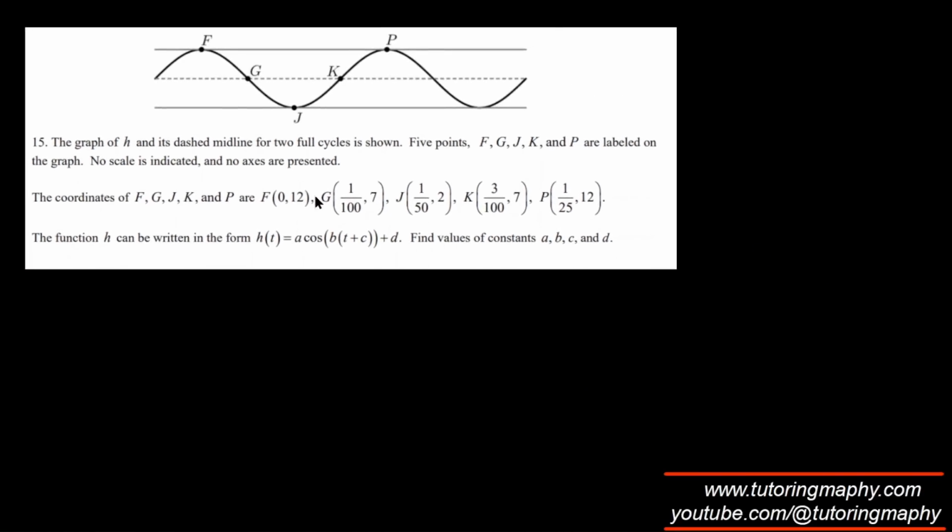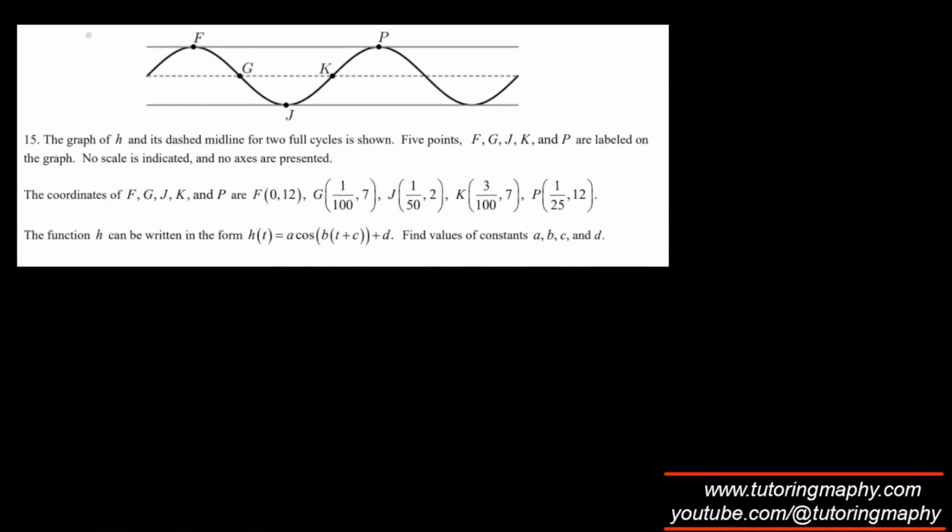Right, how's the last one? Again, the same strategy. So I'm going to mark the coordinates first. F is 0 comma 12. P is 1 over 25. Oh my goodness, these are some gross numbers. J is 1 over 50 comma 2. And the midline is G and K, which is 7. So D is 7.